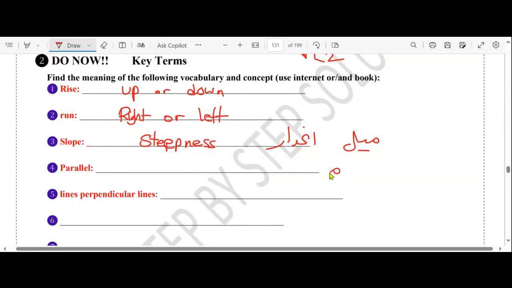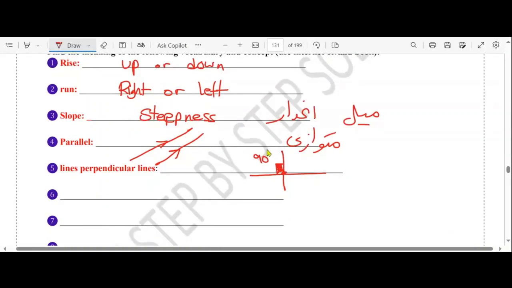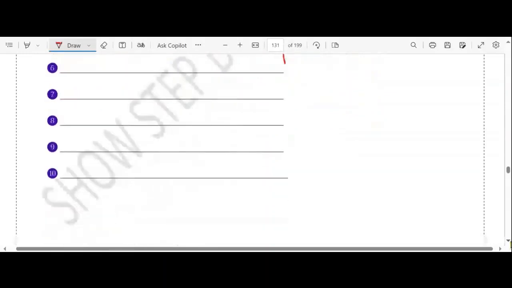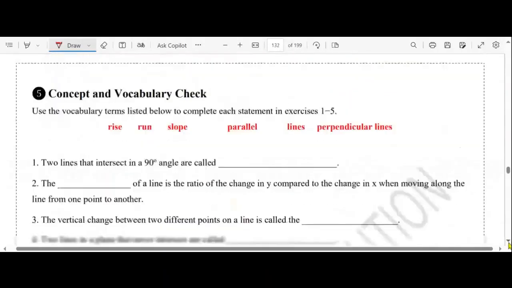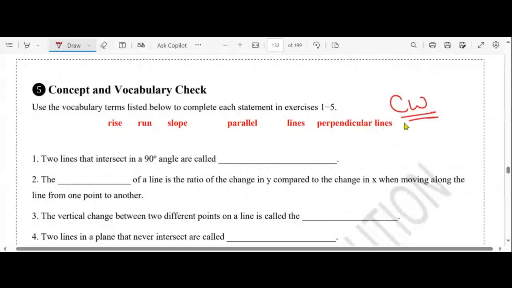parallel. Side by side, same distance continuously. Side by side. And they always have the same distance between each other. And they are going in the same direction, right? Yeah. Perpendicular lines. What does that mean? Intersections that form right angles. Okay. All right. So you have to look on the internet for those meanings, and then you have to do this classwork after you find the meaning. Okay.